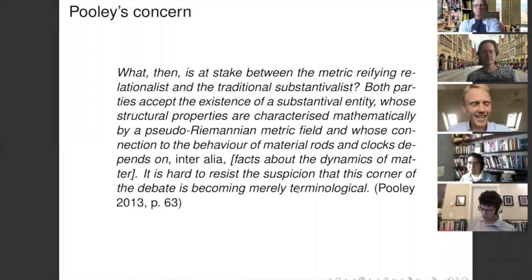In that sense, then, you might think that this whole debate kind of collapses in general relativity unless we can push forward with one, which gives us, I think, extra motivation to undertake this project of trying to extend relationalism to the GR context.